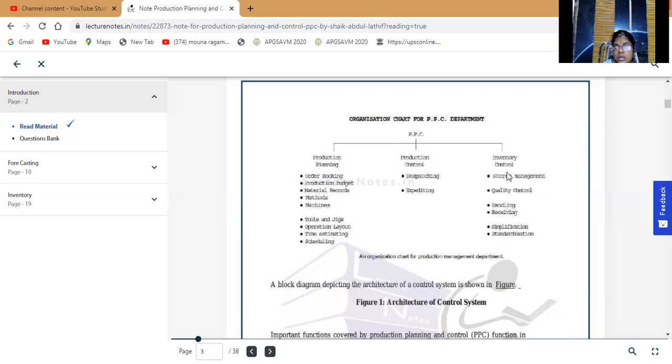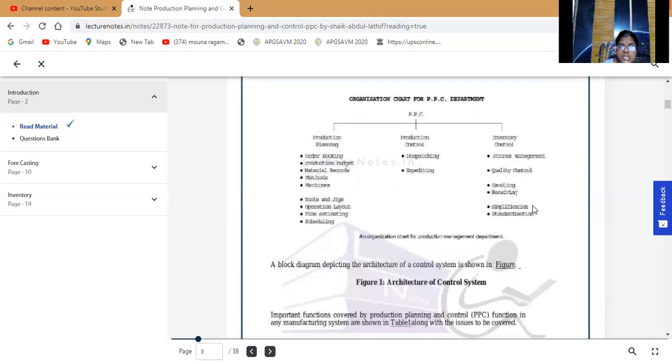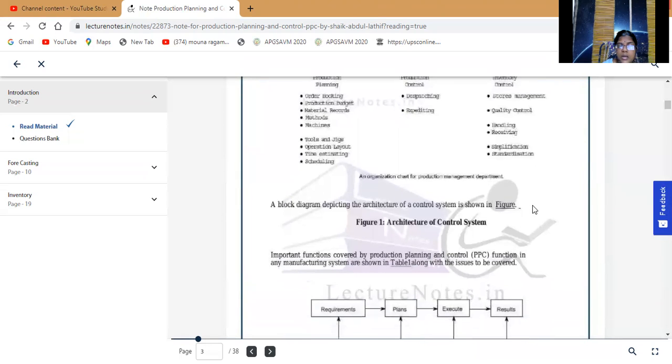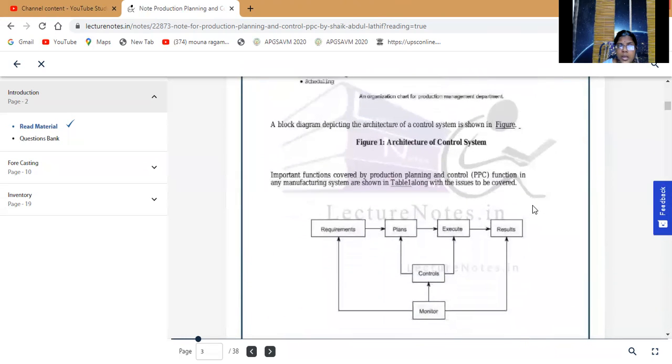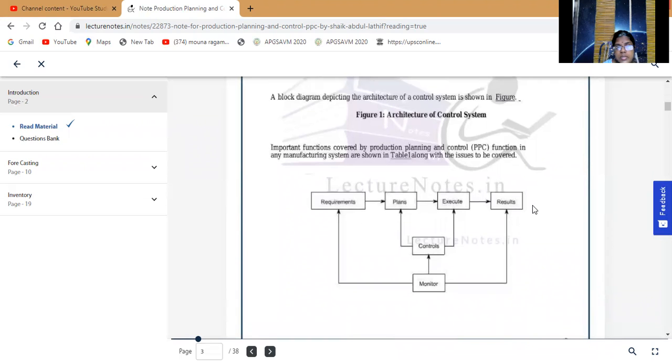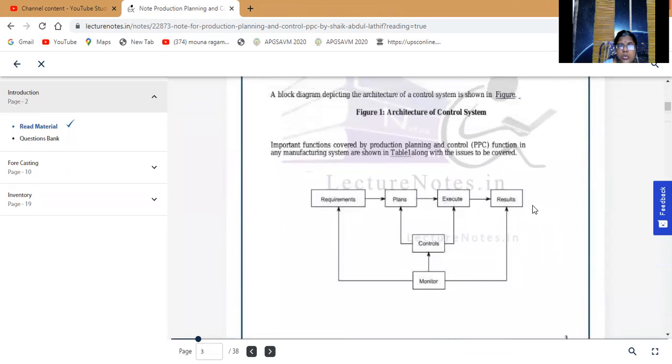Next is inventory control. In inventory control, it includes stores management, quality control, handling, receiving, simplification, and standardization. Those are the terms regarding inventory control. So this is the organization chart, and a block diagram depicting the architecture of the control system is shown in the figure. So what is the architecture of the control system?